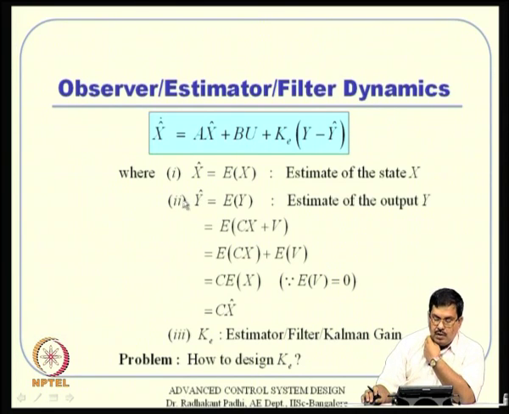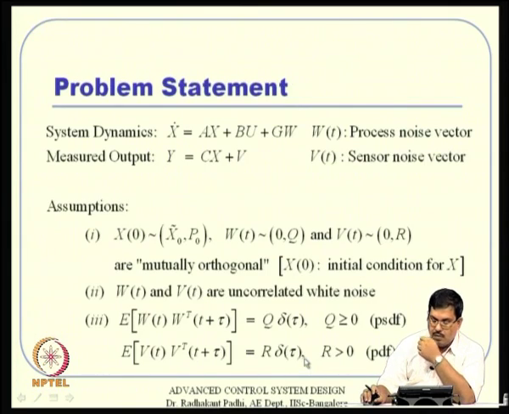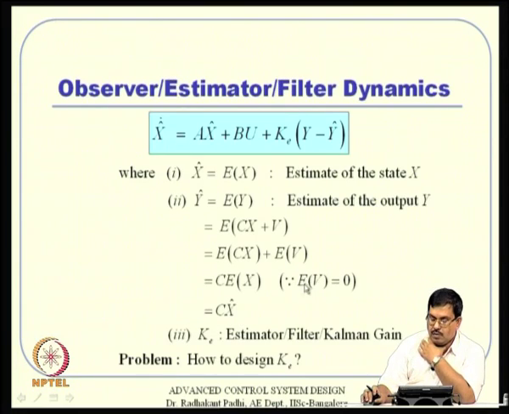Then similarly y hat will be the expected value of y, and y is nothing but Cx plus v. Since the expected value is a linear operator, you can separate it out and C will come out, and the noise term is 0 by definition, because both W and V are zero mean. So the expected value of V is 0, and you end up with y hat being nothing but Cx hat. Very similar to what we have done before. The only difference is that this x hat is the expected value of the state, and is no more a deterministic value.